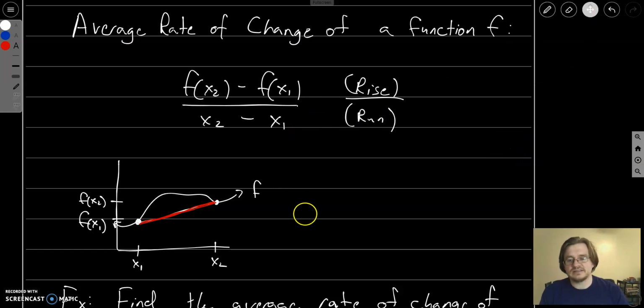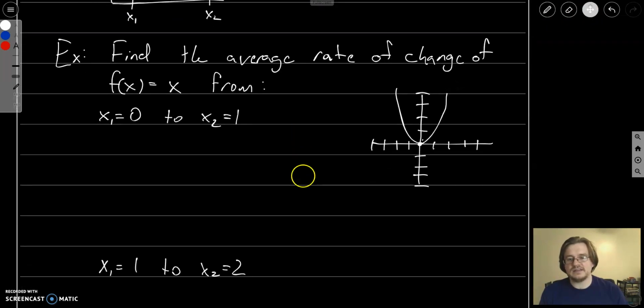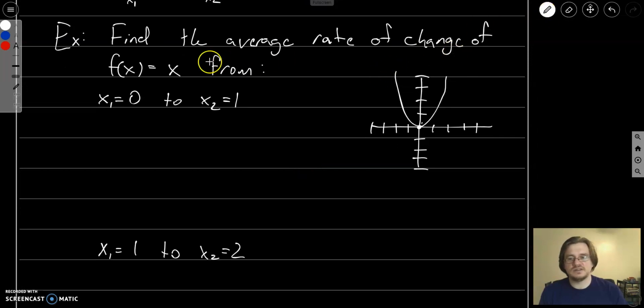So let's apply this. Let's find the average rate of change in a function. This is meant to be x squared. So here's a graph of x squared, and we want to find the average rate of change from 0 to 1. So let me just graph this really quick. Here is 0, and when I plug 0 into x squared, I get 0 times 0, which is 0. Okay, so this makes sense. When I plug 1 into x squared, 1 times 1 is 1. So I want to find the average rate of change between these 2 points.